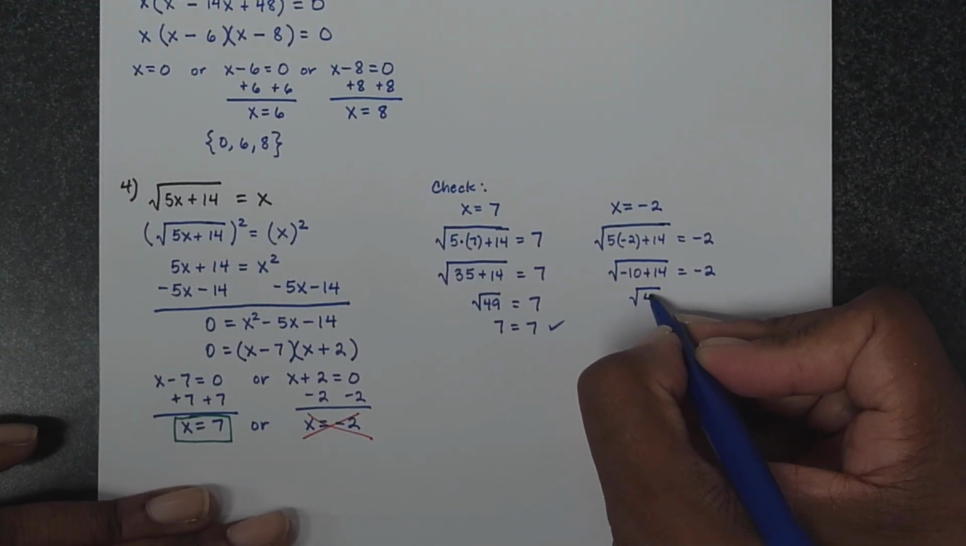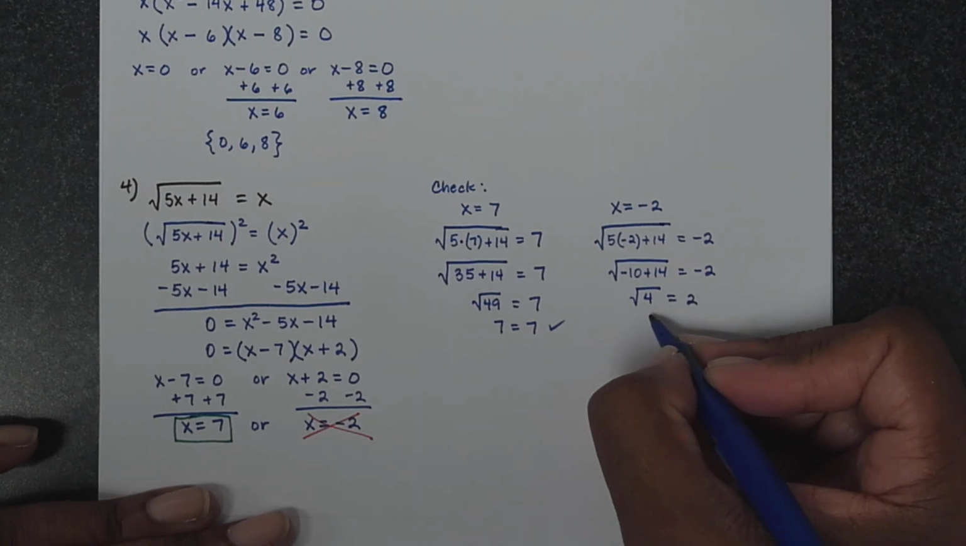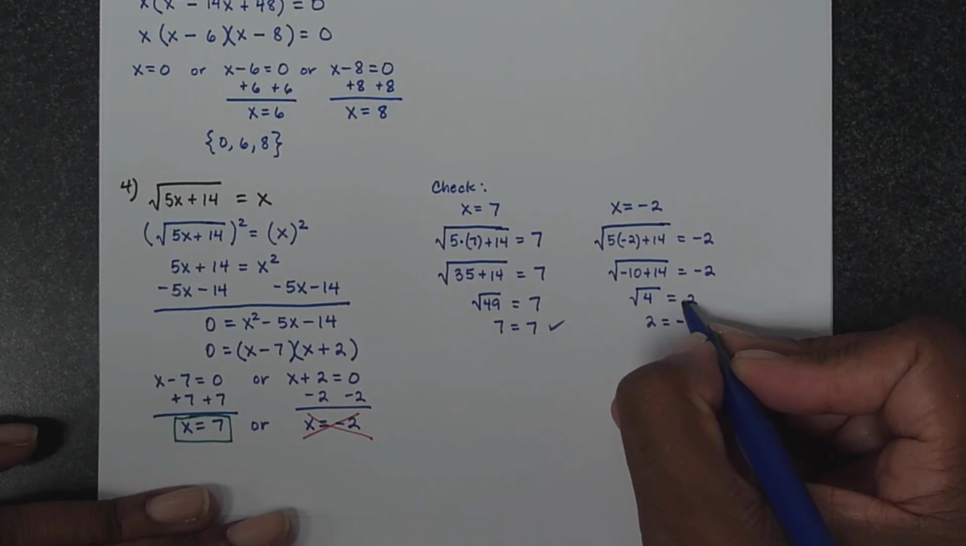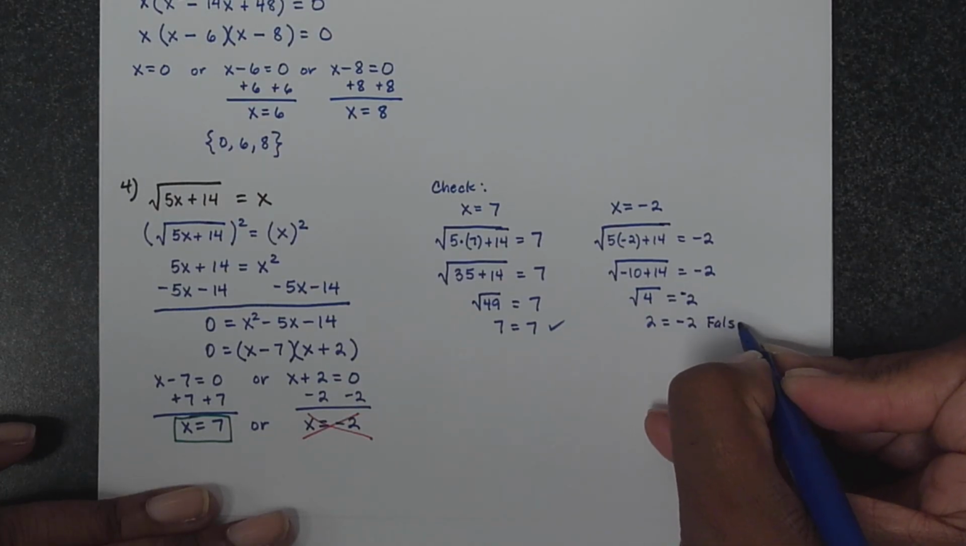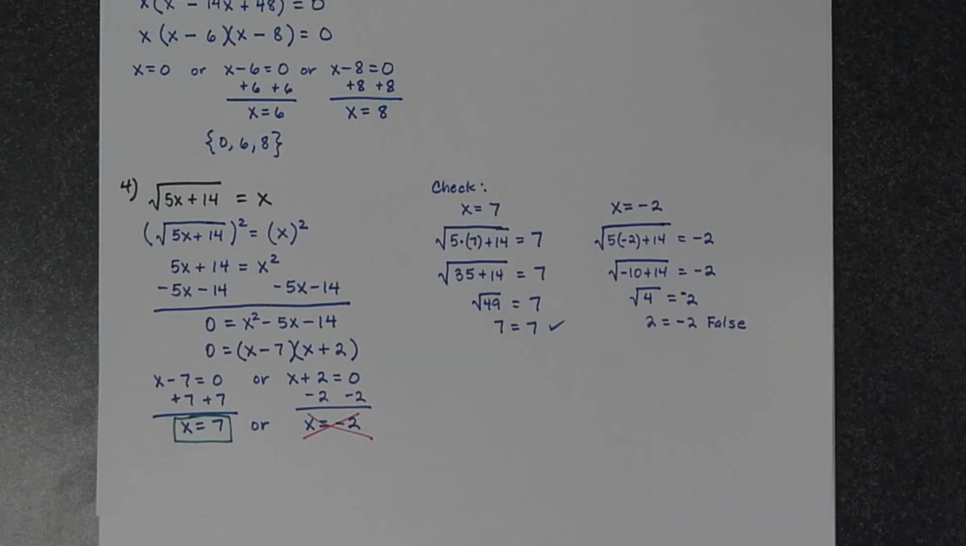Negative 10 plus 14 will be 4. And if you take the square root of 4, it's going to be equal to 2, which does not equal negative 2. So that's a false statement. And by the way, the square root of something can't be negative. Okay, so that means x equals 7 is the actual solution to that radical equation. And with this one, it is expected that you do the check on the proposed solutions here.